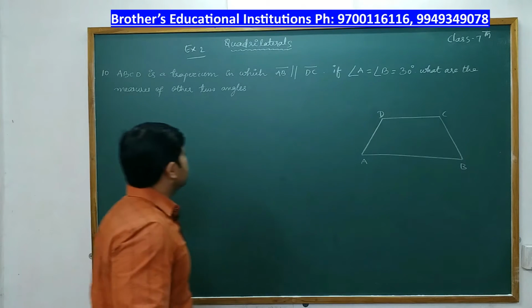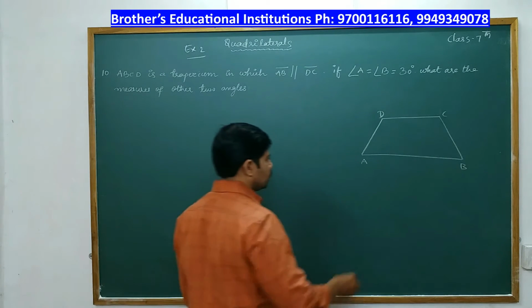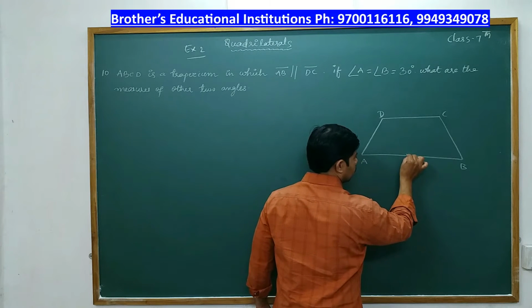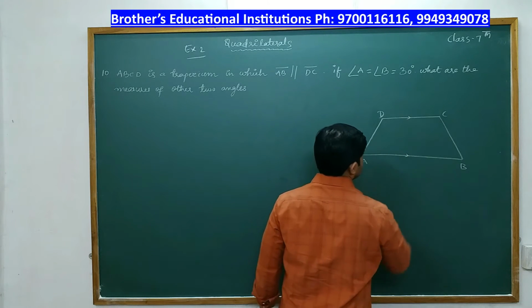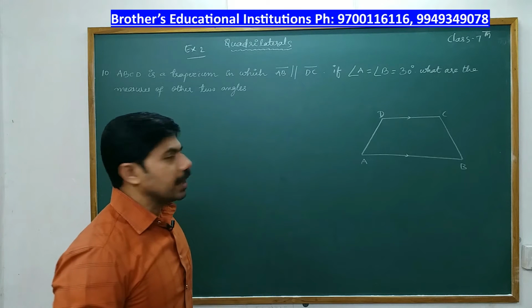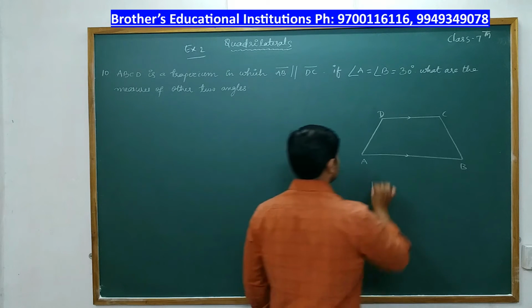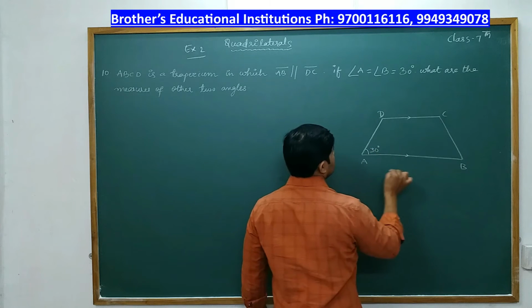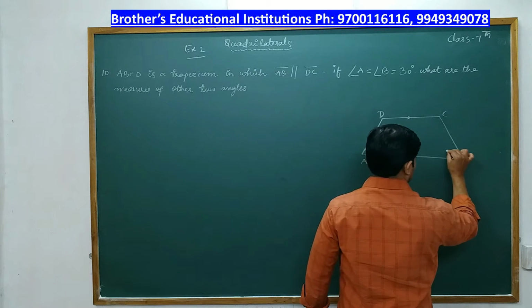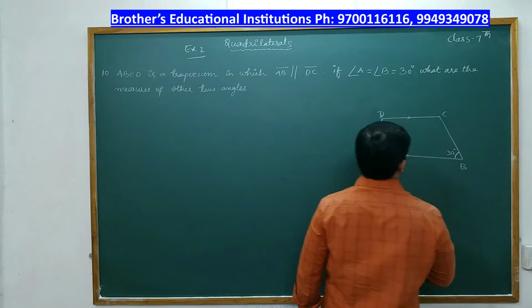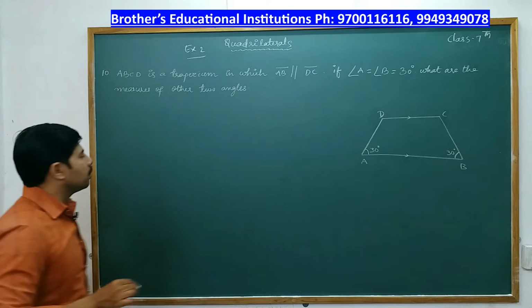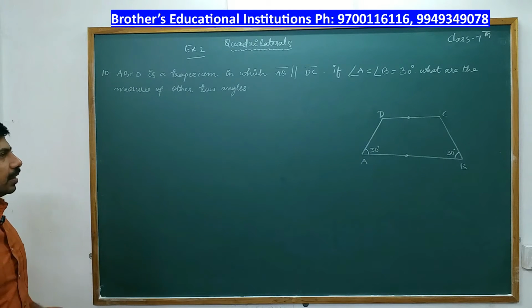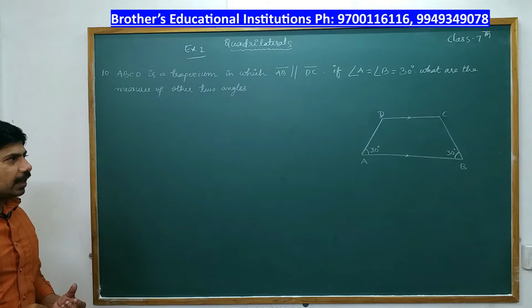ABCD is a trapezium in which AB is parallel to CD. So we denote with arrow marks that AB is parallel to CD. Angle A is 30, angle B is also 30 degrees. Okay. So what are the measures of the other two angles? Other two angles means we need to find angle D and angle C.